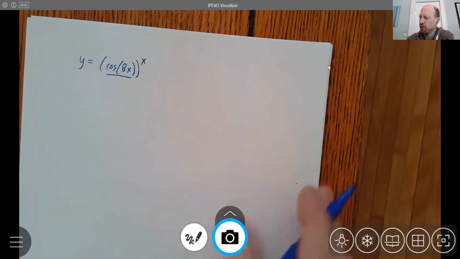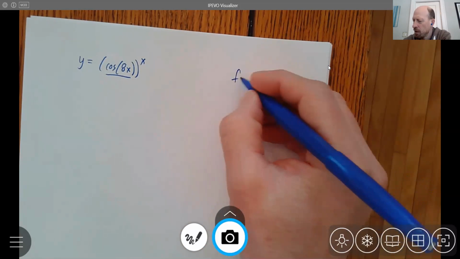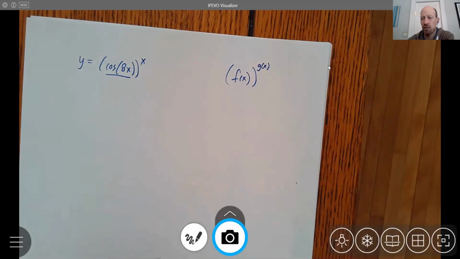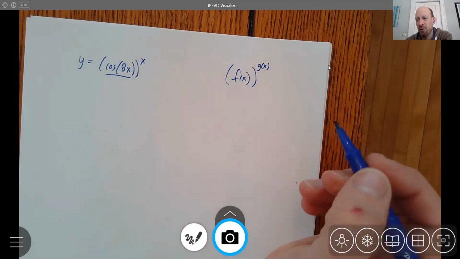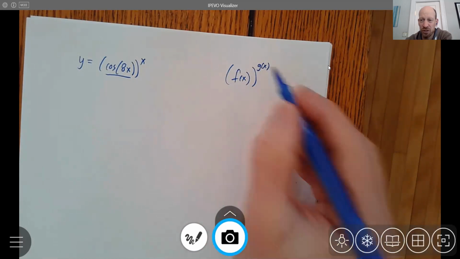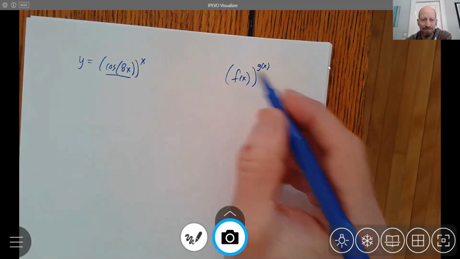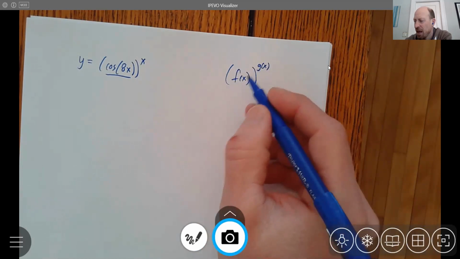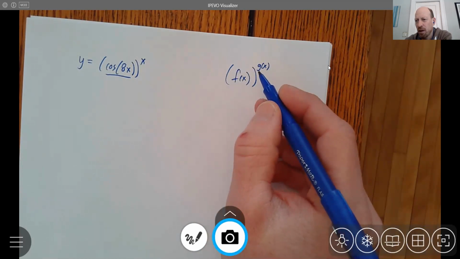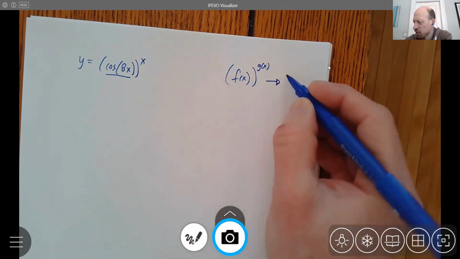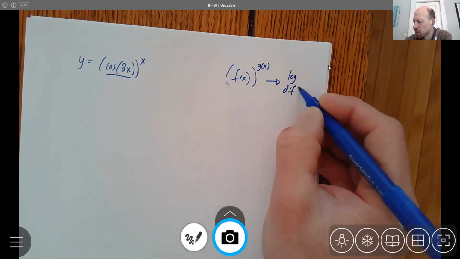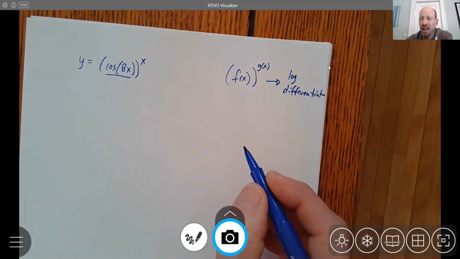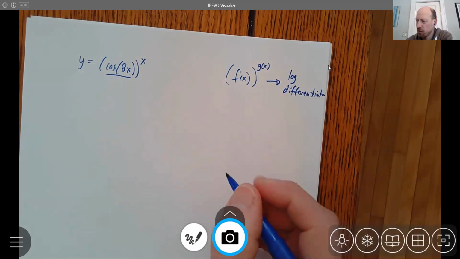And so it turns out that this function is of the form f of x to the g of x. So it's one function of x raised to another function of x. That one, of course, is just x, but it could be square root of x or any kind of function of x. And when you have this particular form, this tells us we need to use logarithmic differentiation. It's not like our other kinds of functions that we already know.